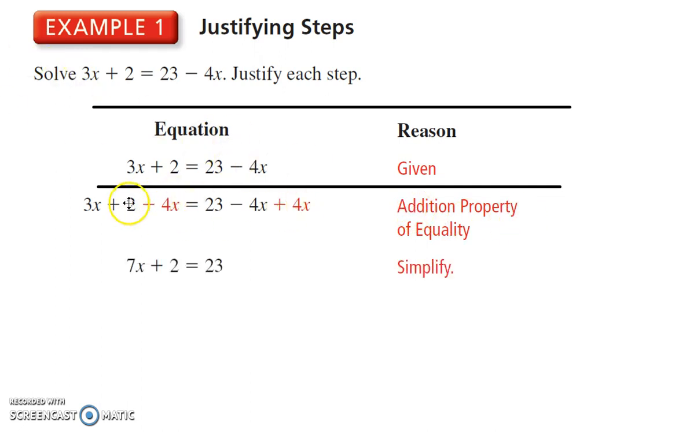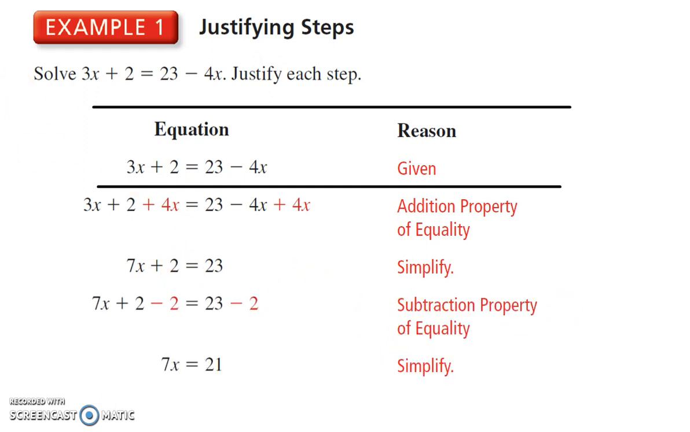Then I simplify here. 3x plus 4x is 7x. Next, I want to get the variable term by itself. So I'm going to subtract 2 from each side. I can do that because of the subtraction property. Then simplify again. Now last step, I'm going to divide by 7 on each side. That's the division property of equality. Okay, so this is what it looks like justifying the steps, saying what I am doing in each step.